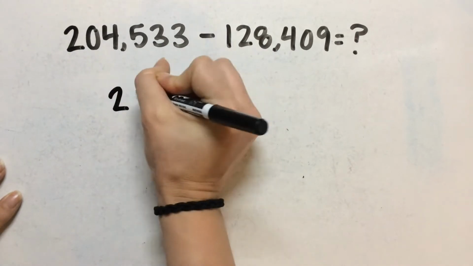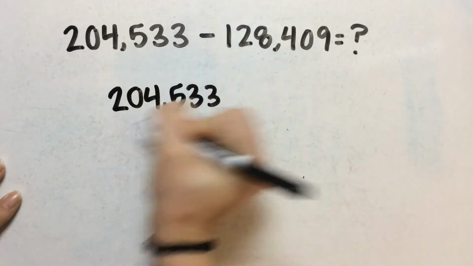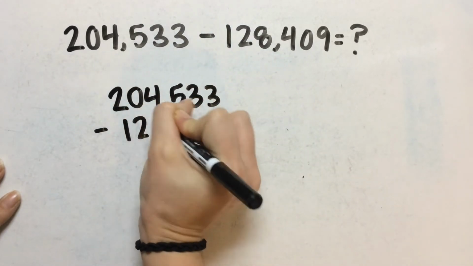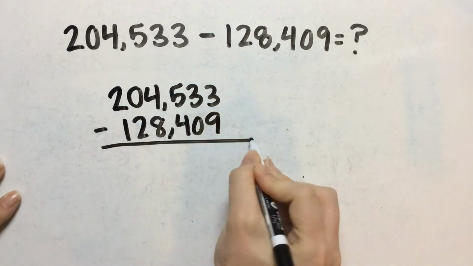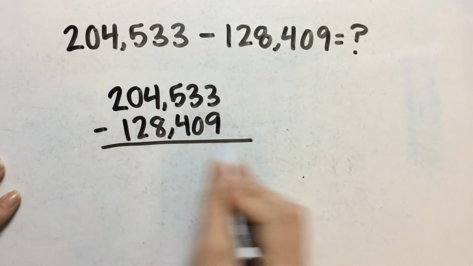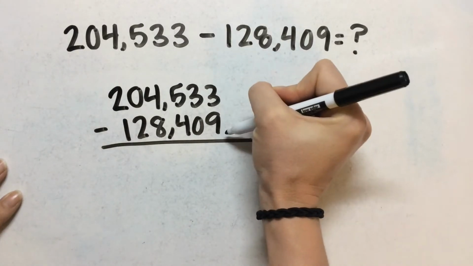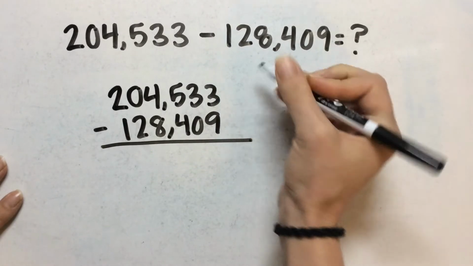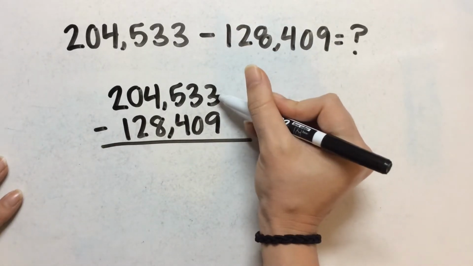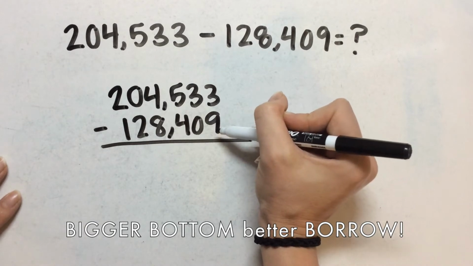So I'm going to line up these place values, like so. Subtraction and then my equal symbol here. And I want to start in the furthest right place value, the smallest place value here. Since I can't take 9 away from 3, I like to call this bigger bottom, better borrow.